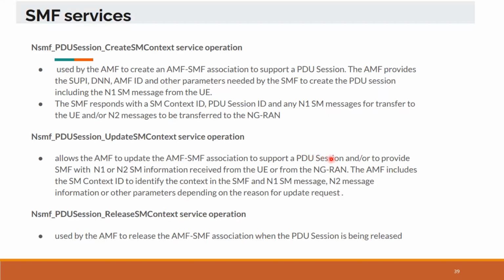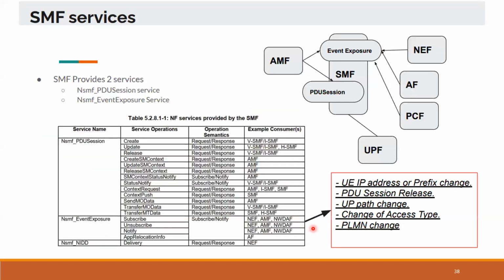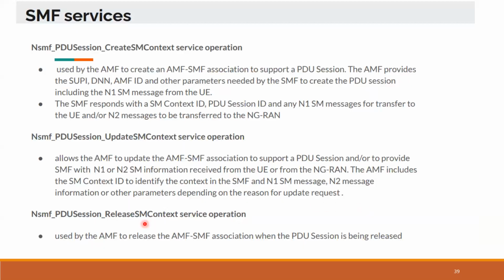session. The AMF may include the SM context ID. It may include any N1 SM messages or any N2 SM messages which are provided by the UE and the access network to be provided to the SMF. And Release SM Context is used by the AMF to release the AMF SMF association. So when your PDU session is released, this is used by AMF to release any SMF AMF association.